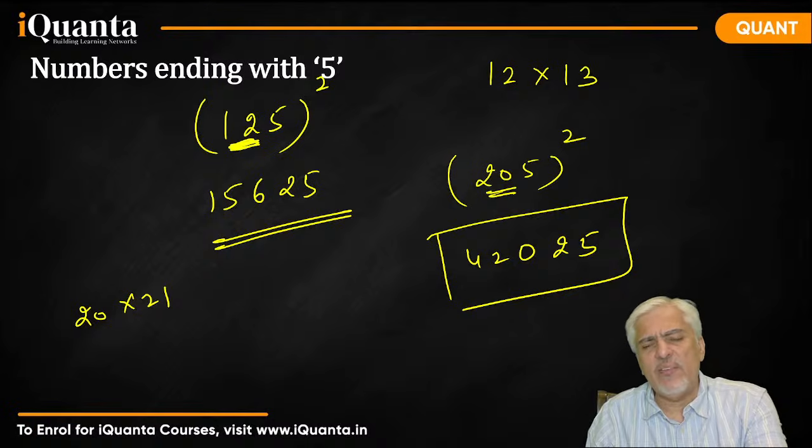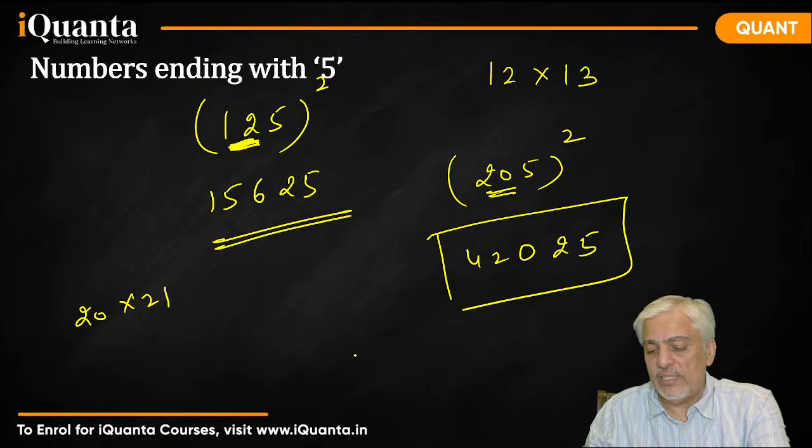This is very, very useful. यानी जहां पे भी 5 का स्क्वायर चाहिए, every time use this method. No, this is applied only for numbers ending with 5 ka square.